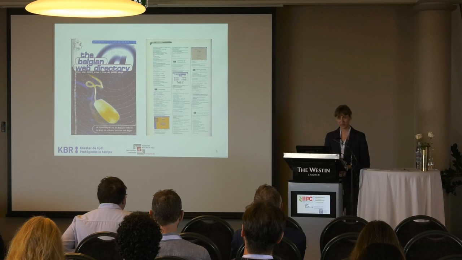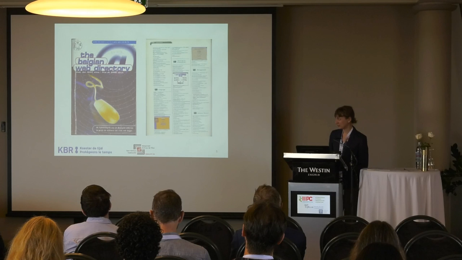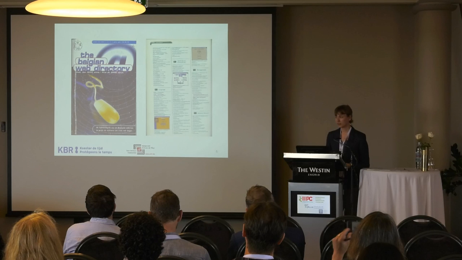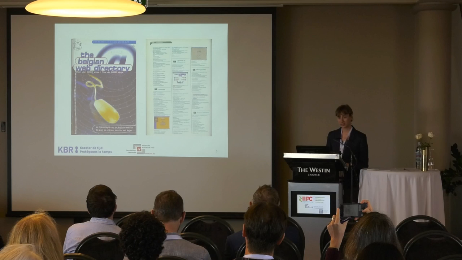So one of the best options we discovered so far to study the Belgian web from the early 90s was to, as Ditte mentioned, if we don't have a web archive, turn to paper sources. So we found this publication, the Belgian Web Directory. It's basically a list of URLs that were thought to be useful to Belgian internauts in the late 1990s. We're currently preparing a paper for RISO for it, so if you want more information about that, come check us out in a few weeks in Amsterdam.